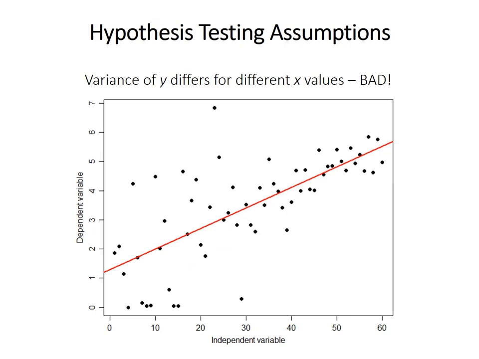And this graph shows an example where the variance of the dependent variable y differs for different values along the x-axis. Variance is much greater here at small values of x than it is at large values of x. So in this case, you could use weighted least squares regression instead of ordinary least squares regression.